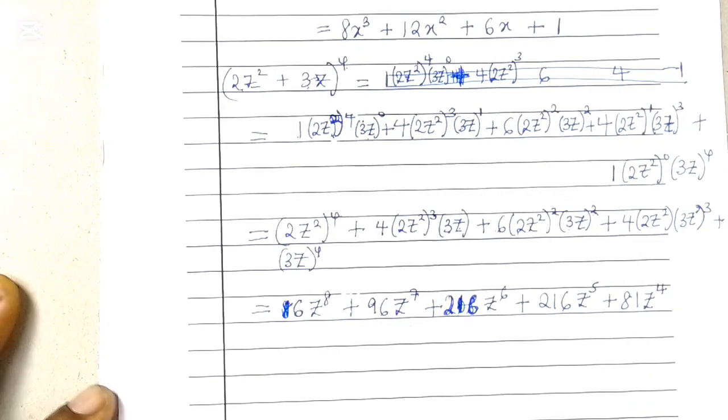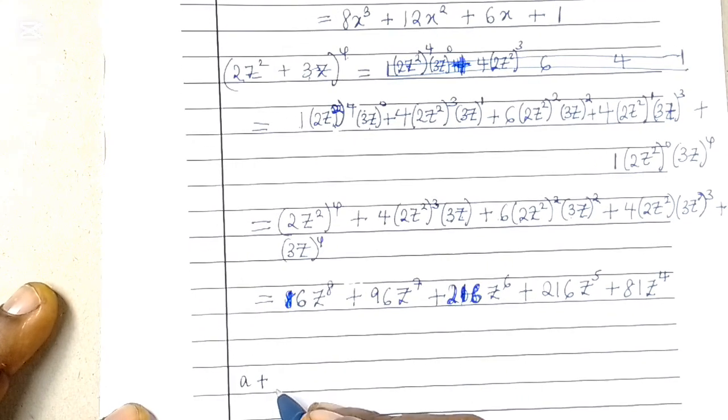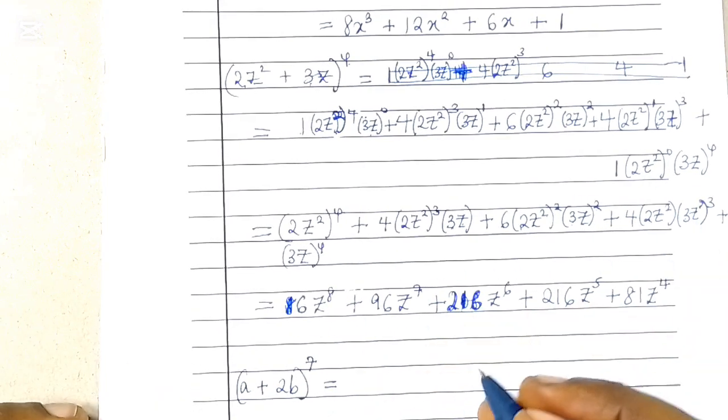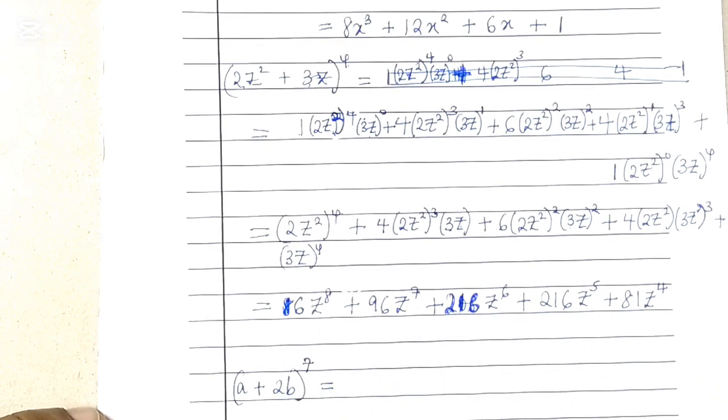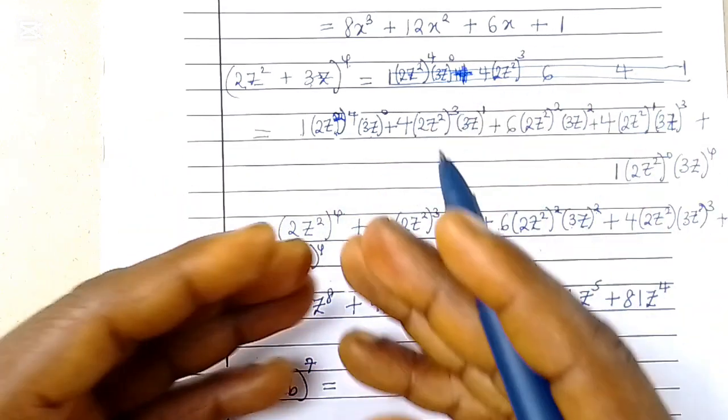Okay? Now, where is Pascal's triangle deficient? You can see the deficiency of Pascal's triangle in a problem of this nature. A plus 2b raised to power 7. In doing this, it will mean you have to use the triangle to determine the coefficients for 7, which will mean writing out those triangles again and again.